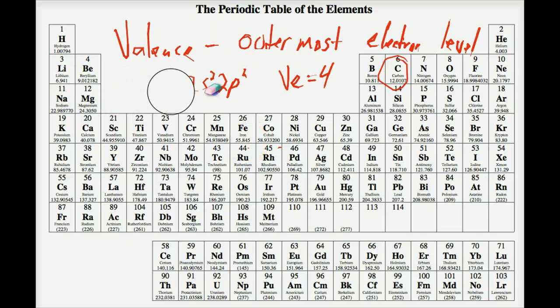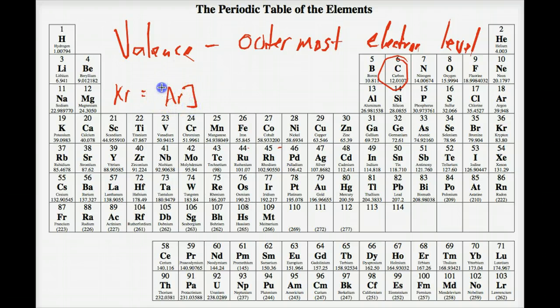Pick something else. Let's do krypton. If I do Kr, I'm actually going to go all the way back to argon, because that's the last noble gas I came across. Krypton's a noble gas, but argon's the last one I came across. And then I'm going to do the 4s2, 3d10, 4p6. I'm at krypton now.